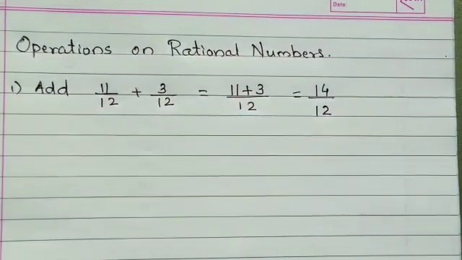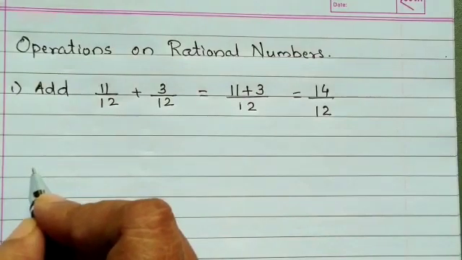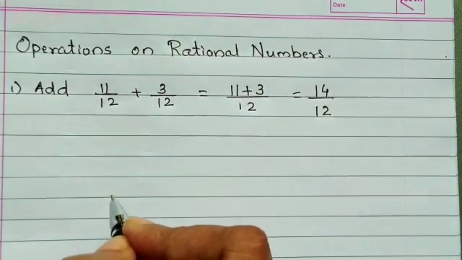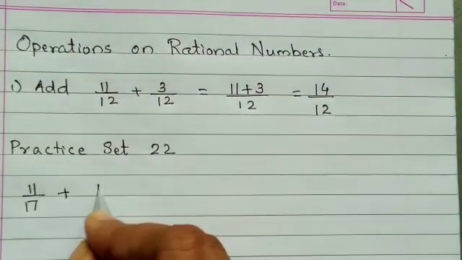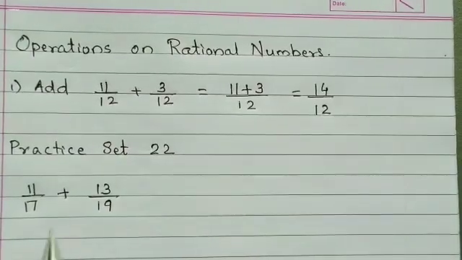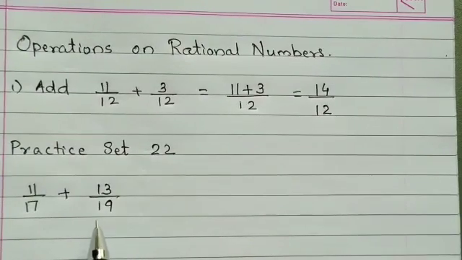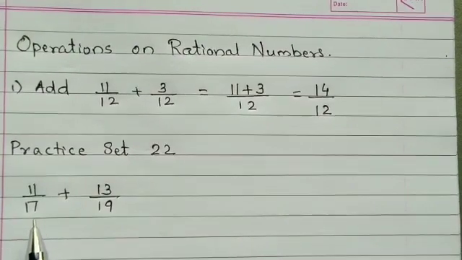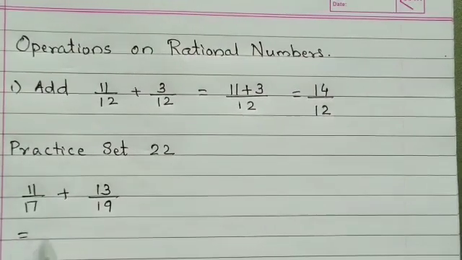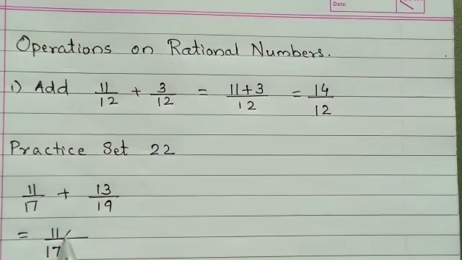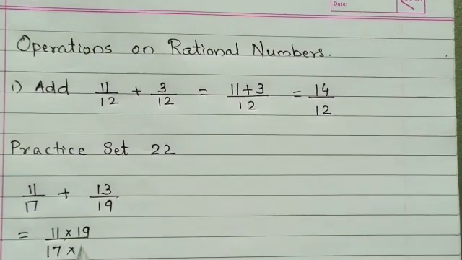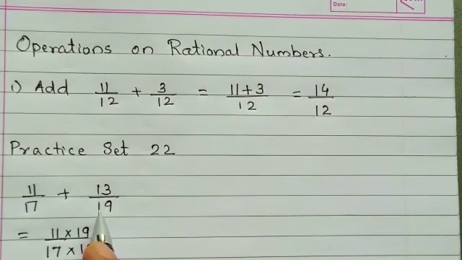Now let's see if they have different denominators. So the addition of rational numbers if they have different denominators. Let's take an example. I'm using sums from your practice set only so that it will be easy for you. The question is 11 upon 17 plus 13 upon 19. So in this case, if you see, the denominators are different. So first you have to make the denominators equal. To make the denominators equal, we have to multiply the first fraction by the denominator of the second fraction. That means you have to write it as 11 upon 17, multiply both the denominator and numerator by 19. That's the denominator of the second fraction.